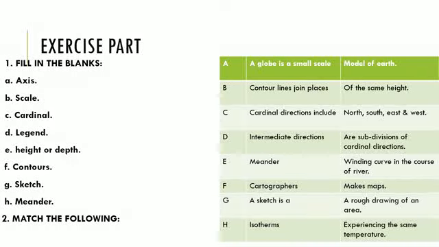Now, second question, match the following. A globe is a small scale model of Earth. Contour lines join places of the same height. Cardinal directions include north, south, east and west. Intermediate directions are subdivisions of cardinal directions. Meander, winding curve in the course of a river. Cartographer makes maps. A sketch is a rough drawing of an area.